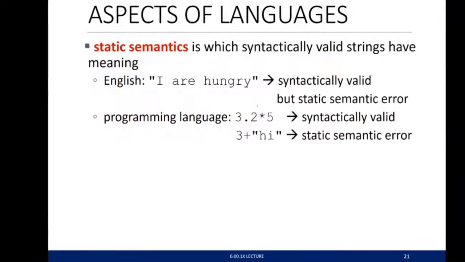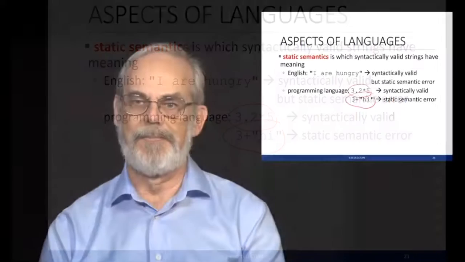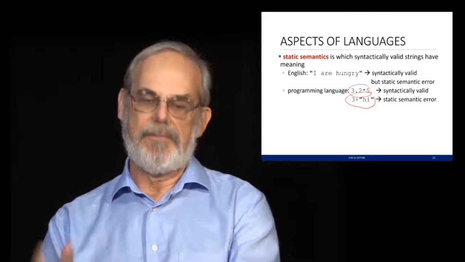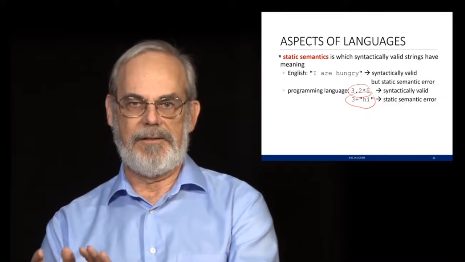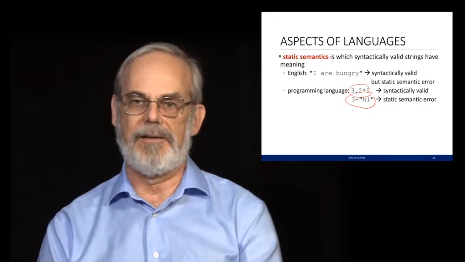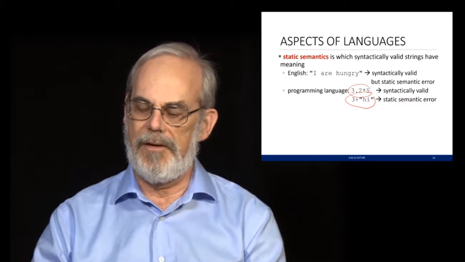The same thing happens in a programming language. The first expression, 3.2 times 5, is syntactically valid. The second one, 3 plus the string "hi", is syntactically valid. It is a primitive, an operator, and a primitive. But semantically it doesn't make sense. I can't add a number and a string together. So we have to distinguish things that are not statically semantically valid, because they're not going to be expressions we want to try and assign a meaning to.